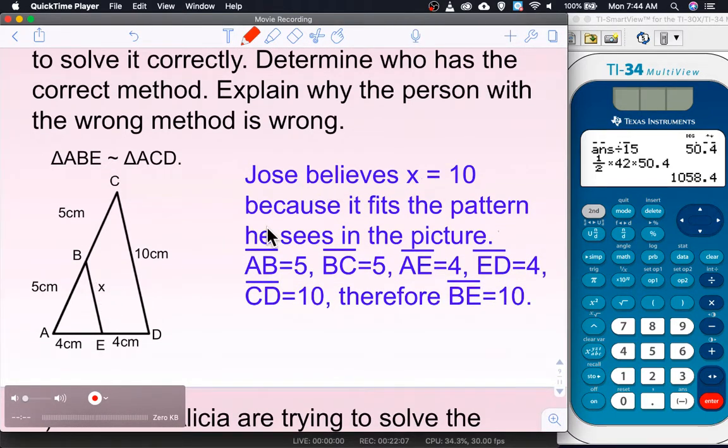Jose believes x is 10 because it fits the pattern he sees in the picture. It's like AB is 5 and BC is 5. AE is 4, ED is 4. Since CD is 10, BE would also be 10. Okay, so it fits the pattern. That's what Jose believes.